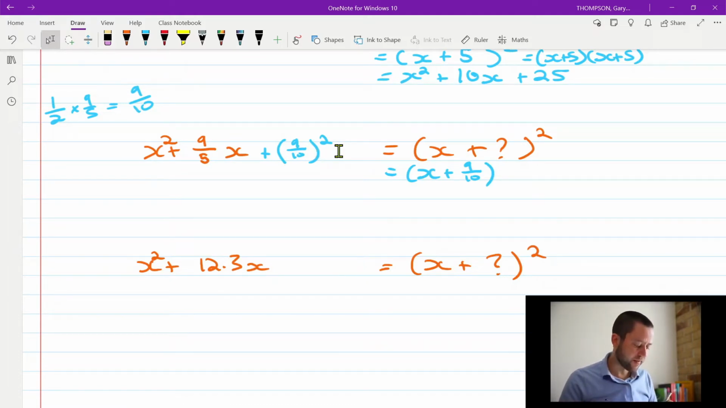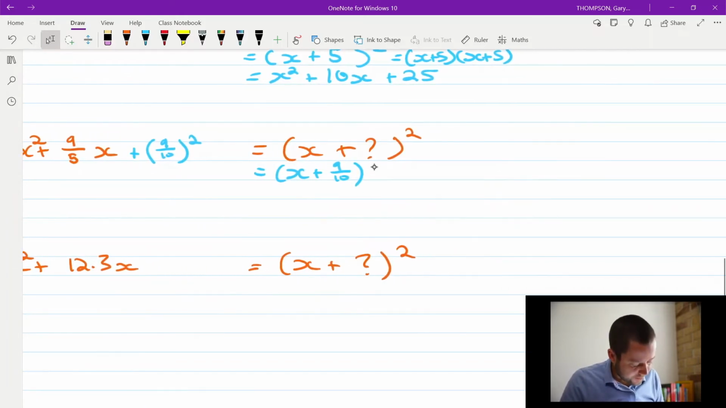Actually, no, I'll continue with that, and I'll show you what that looks like. So when I expand this, oops, sorry, that should be all squared. So that's what I suspect my square is going to be.